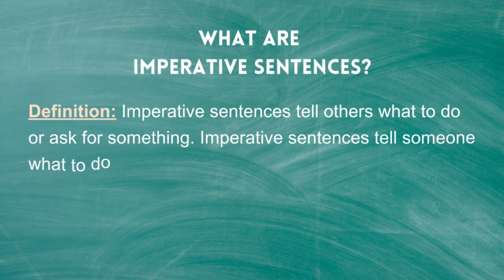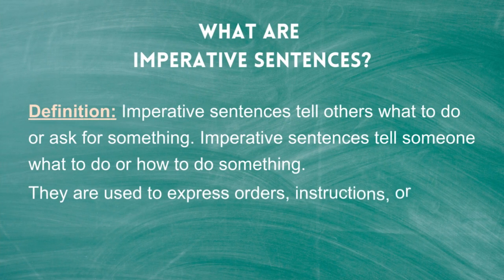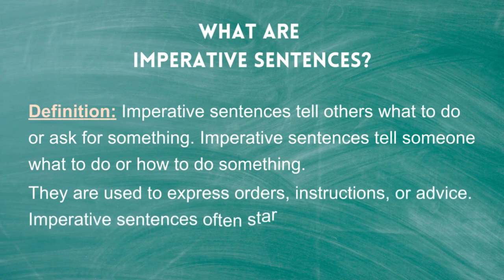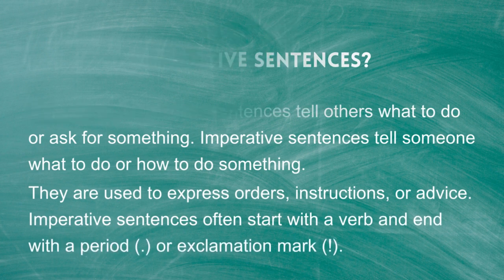Imperative sentences tell someone what to do or how to do something. They are used to express orders, instructions, or advice. Imperative sentences often start with a verb and end with a period or exclamation mark.